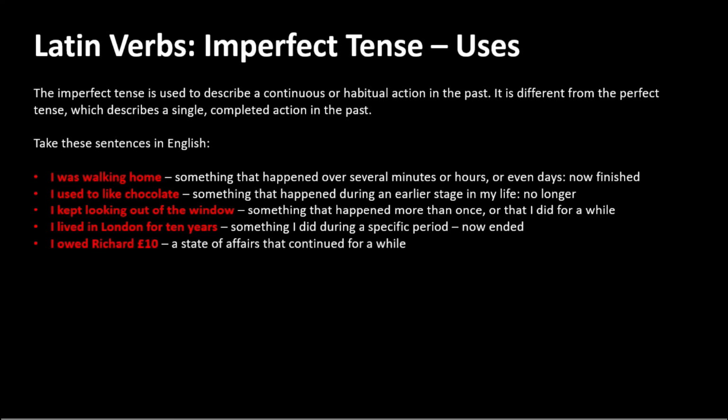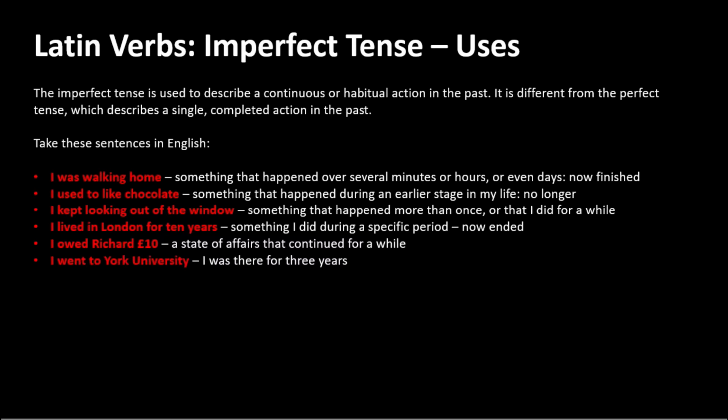I owed Richard £10. Again, the form of the verb does not indicate imperfect. It indicates simple past. But my act of owing £10 to Richard is something that clearly continued for a while. It may be that I owed him £10 for half an hour, or 2 days, or 3 years. It is a continuous action in the past. And because I owed him £10, that has now come to an end. I've paid it back, or perhaps Richard, being rather a nice person, has let me off the debt.